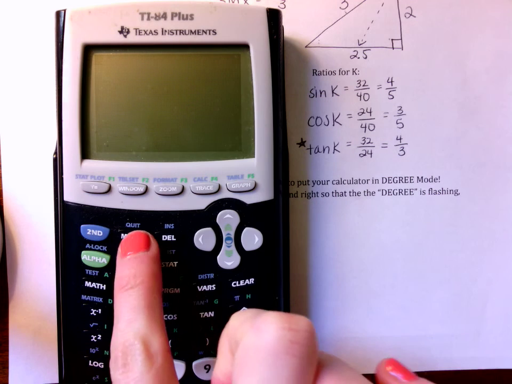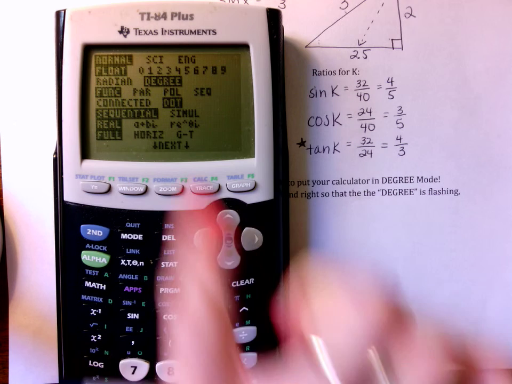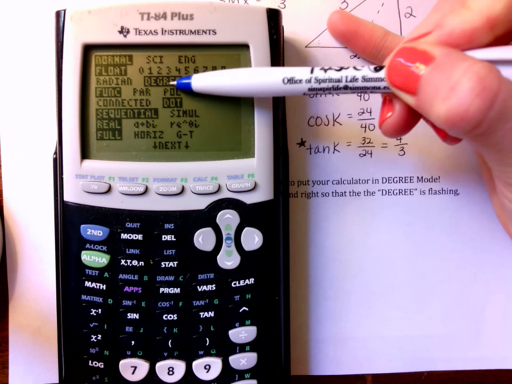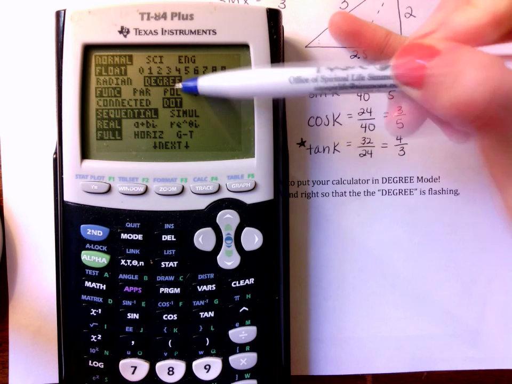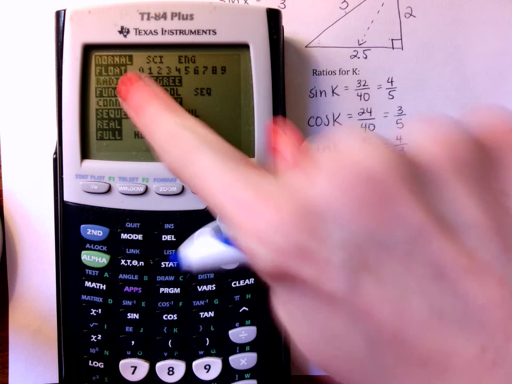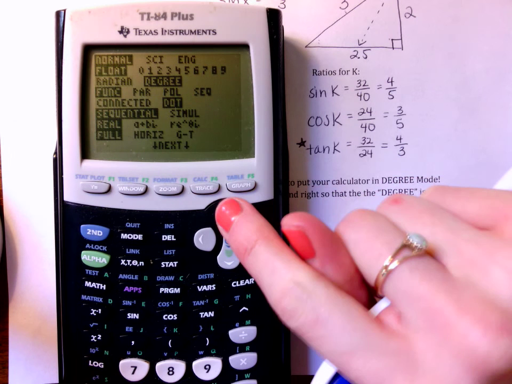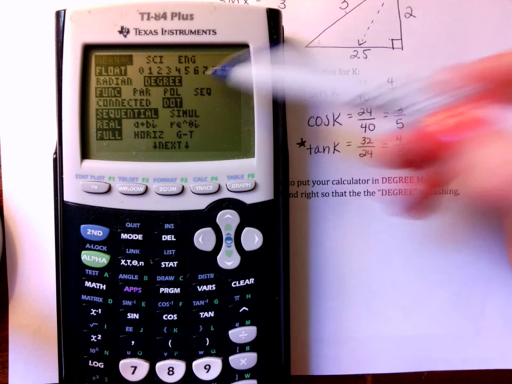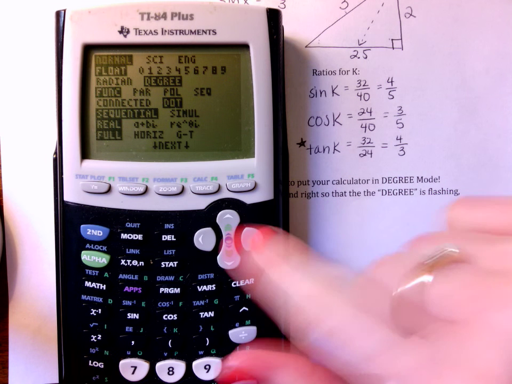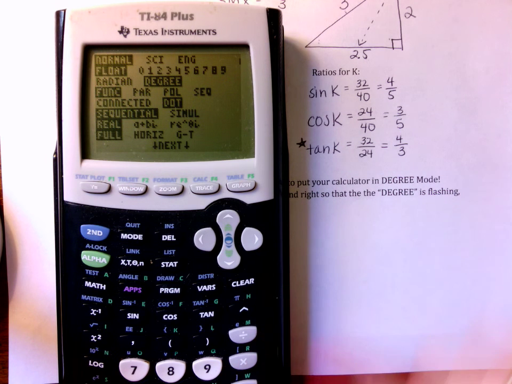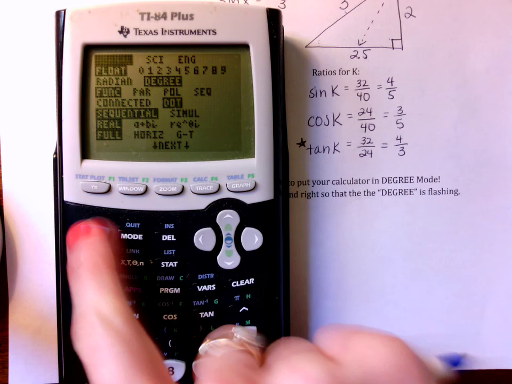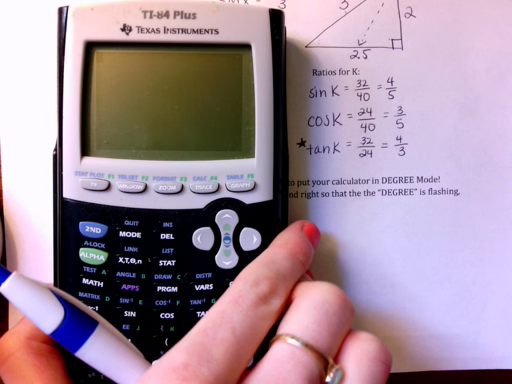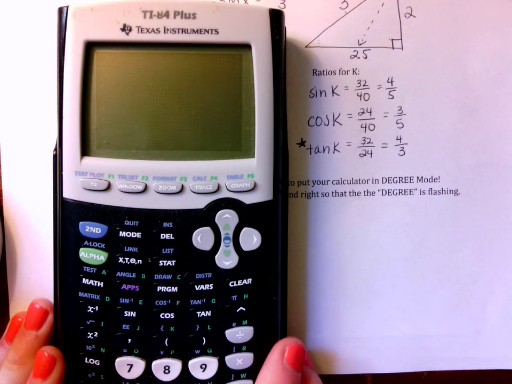So just hit mode right up here, and then it's going to come up with all these things. The third line is what you're looking at. You want to make sure degree is highlighted, and if not, you want to change it. So you don't want to be in radians right now. Leave that for when you get to trig. Okay? So if it's in degrees, you're good. If not, just make sure you go down and hit enter when you hit that, and then we can get out of mode. Second quit. All right, so you're back to the home screen, and now we can start plugging these in.